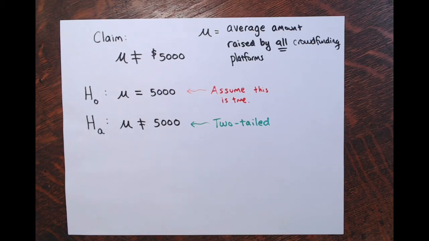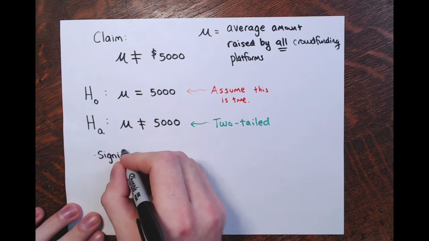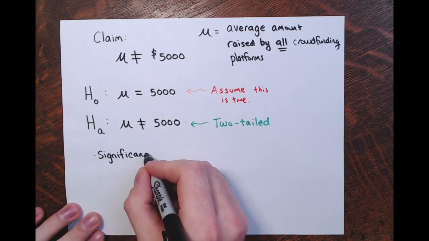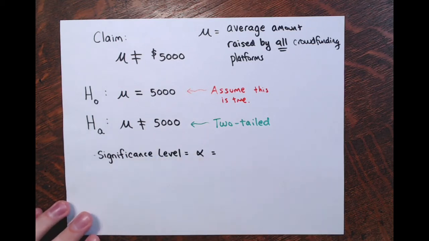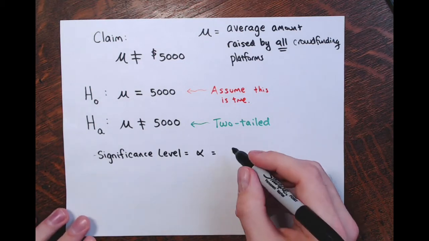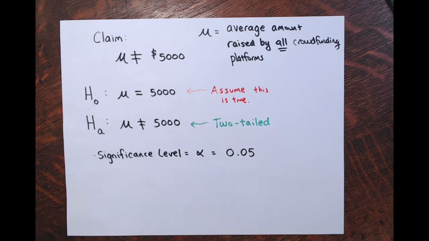Okay. So after a claim is mentioned, the hypotheses are set up. Then we identify the significance level for the test. That's that alpha. Now, if it's not mentioned, you can just assume it's 5%. That's a pretty reasonable significance level for most hypothesis testing. But it is mentioned here, and they said at the 5% significance level. So 0.05, 5%, is the value of this alpha.